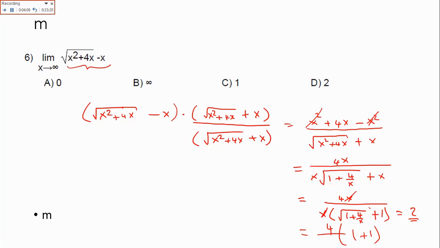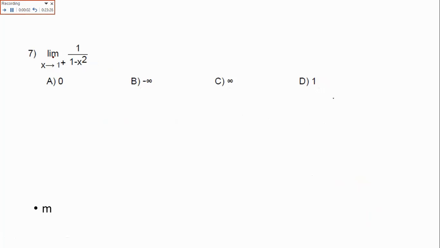Okay? Let's go to the next. Next one, we want the limit as x approaches 1 from the right of 1 over 1 minus x squared. Approaching from the right means what? If you want to approach 1 from the right, what value are you going to put? 1.1, yes, very good.